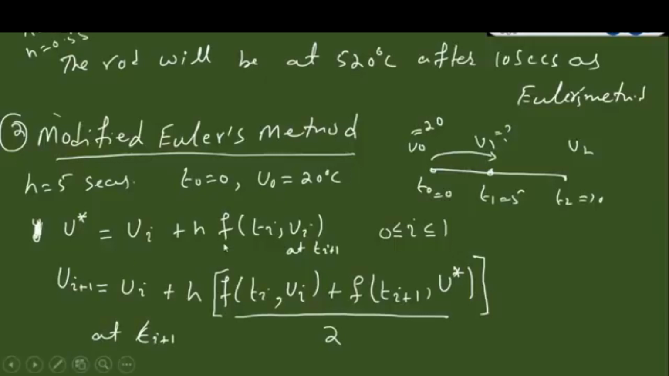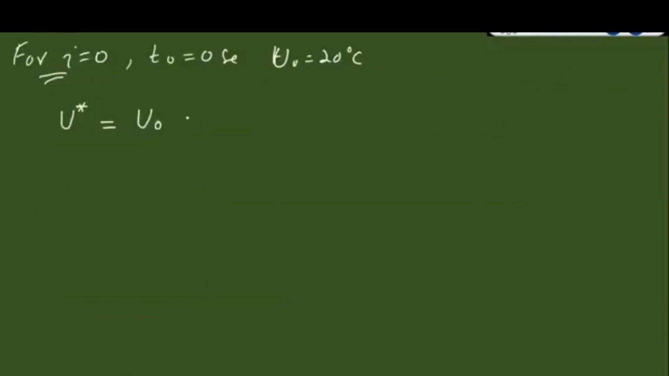You want to use the solution at t naught, which is 0, and u naught, which is 20 degrees centigrade. When you say i = 0, you want to use this data to find the solution ahead. So u star does not have any index, it is equal to u naught plus h times f of t naught, u naught. I am putting the indexes on this formula.